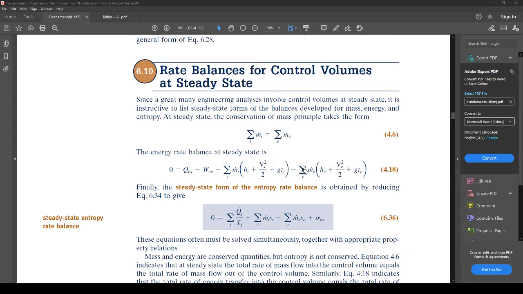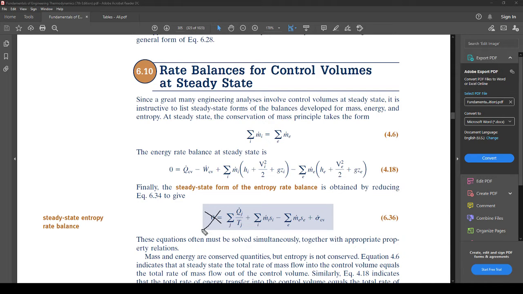And then the steady state form of the entropy rate balance is obtained by reducing equation 6.34, which we saw earlier, and you get this. So now, really fast, you will notice that this went to 0.